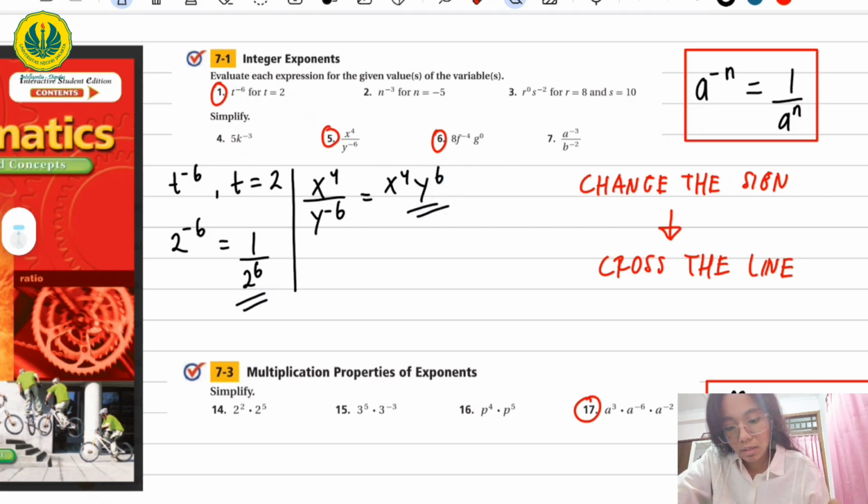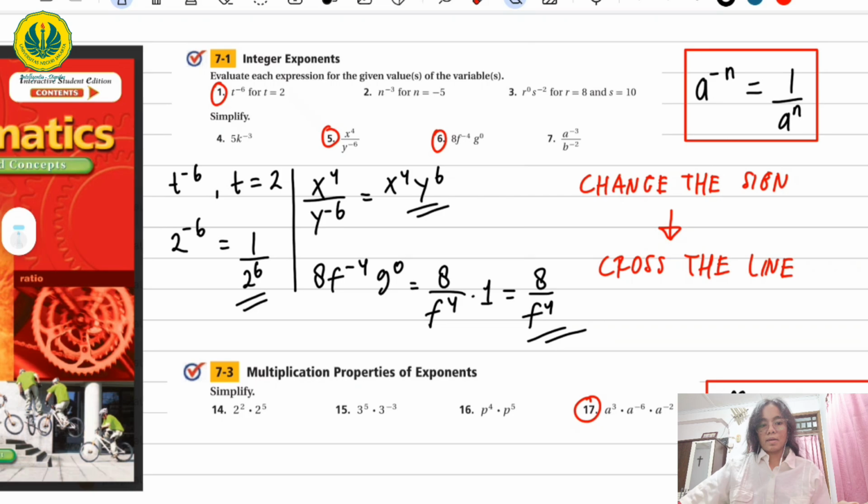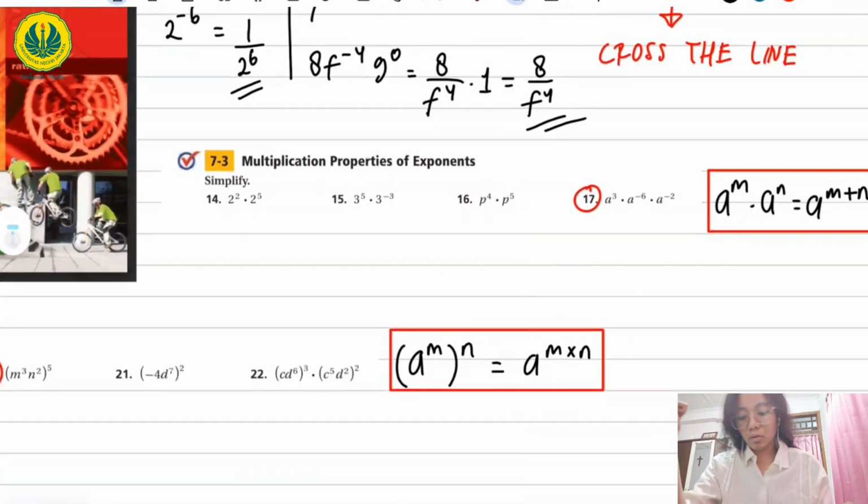Next, number 6, we have 8f to the power of negative 4, g to the power of 0. When we want to change the sign, we cross the line. You have here 8 over f to the power of 4, because we want to change the sign from negative to positive, we cross the line and put f to the bottom. Then g to the power of 0: I already explained that anything to the power of 0 equals 1. So we multiply by 1, and we get 8 over f to the power of 4, just like that.